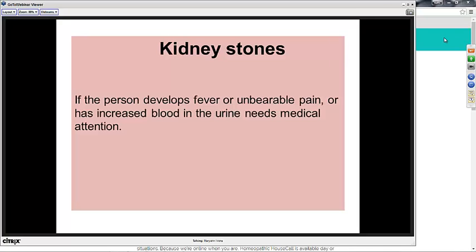So what you need to do to get this person help is, if they have unbearable pain, and of course pain is relative, I understand that, or there's a lot of blood in the urine, then they need medical attention. That's just all there is to that.